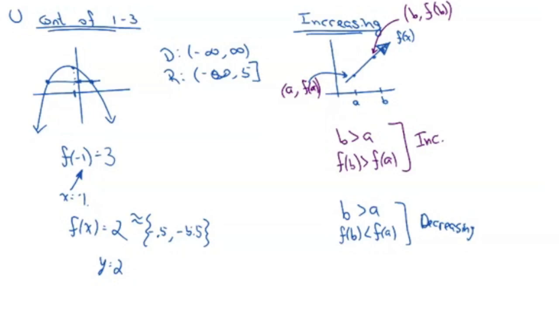The increasing and decreasing, the B is bigger than A on both of them. If B is bigger than A in this case, f of B turned out to be bigger than f of A. If you have a decreasing function, it would be going this way, right? Here's A, here's B. Plot your points. This is f of B. It's smaller than f of A. I know, it's a weird way of looking at it.